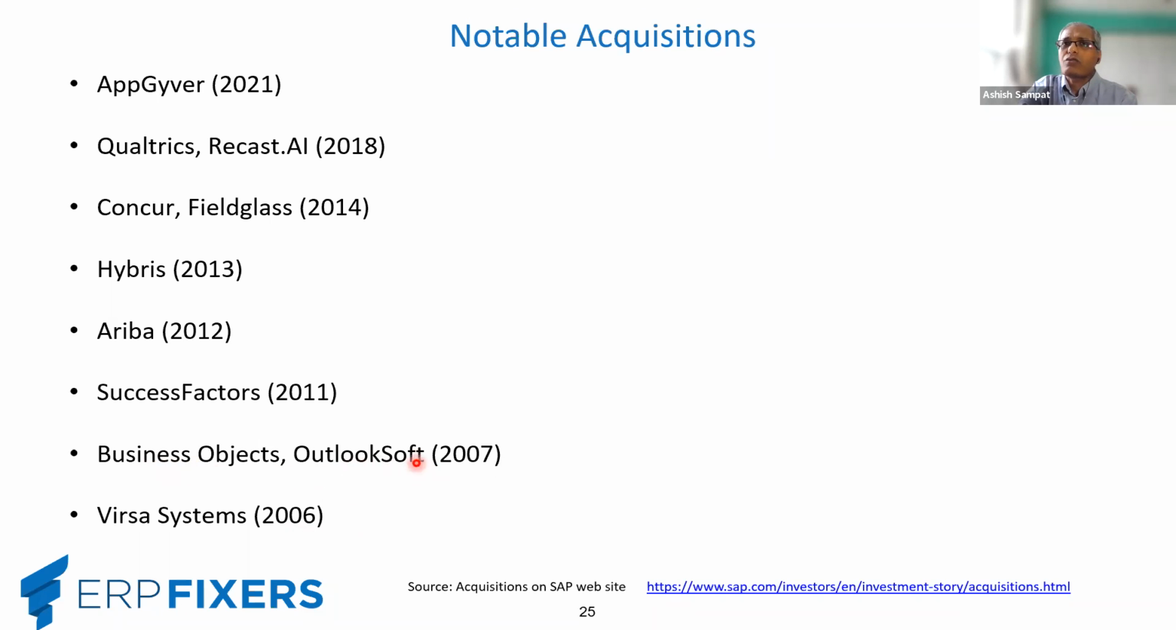Business Objects, OutlookSoft, they were acquired. OutlookSoft, of course, for financial consolidation. Today, we have a lot of financial consolidation in terms of group reporting. In the past, it used to be BPC, BCS, and all those. OutlookSoft is its own one. BOBJ, or Business Objects, as we call it, was also an independent company. SuccessFactors for human resources, Ariba for procurement, Hybris for integration, Concur for travel expense, Fieldglass again for human resources.